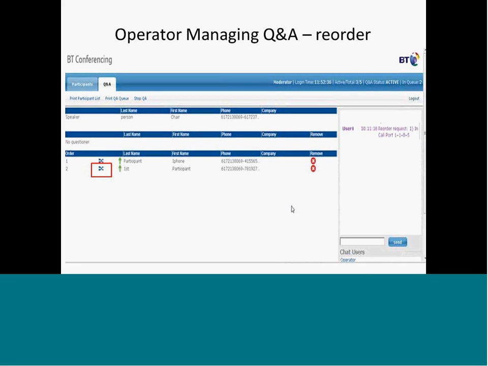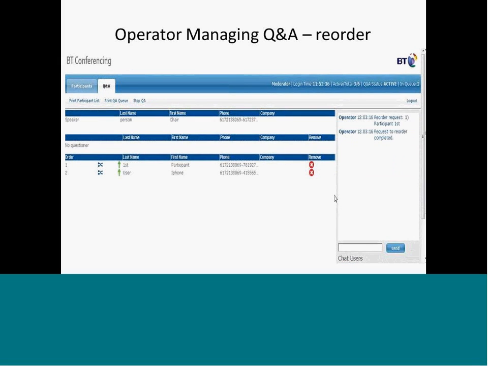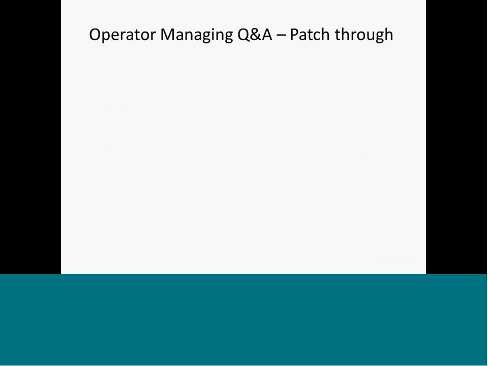The BT operator reorders the Q&A using the same blue icon as shown on the Vantage Point screen. An automatic chat message is sent to the end user, and the participants in the Q&A queue are reordered. This reorder will also take place on the audio bridge.